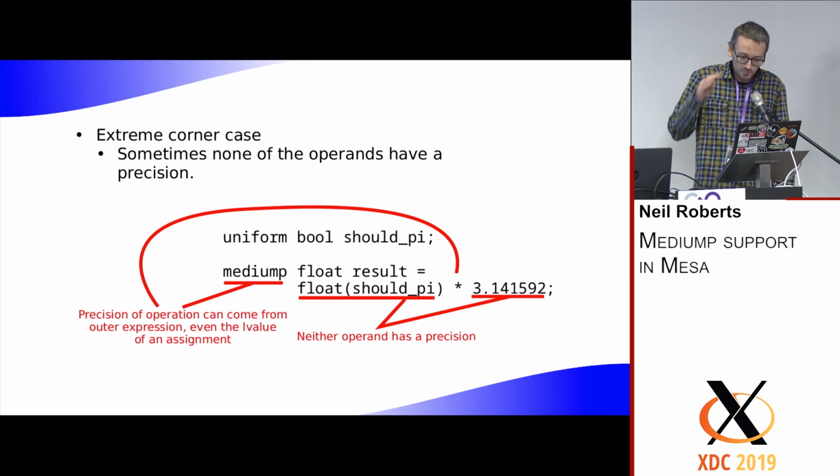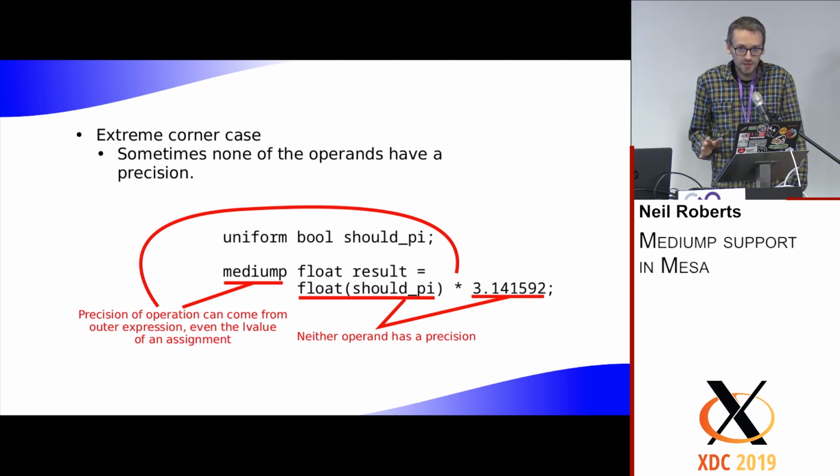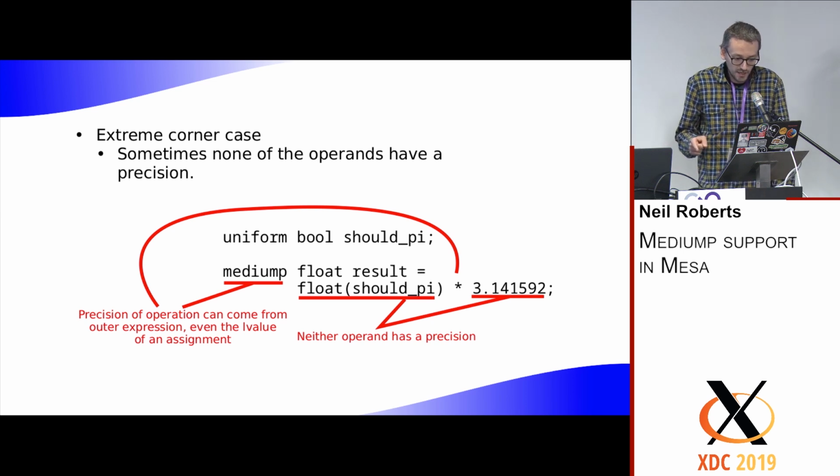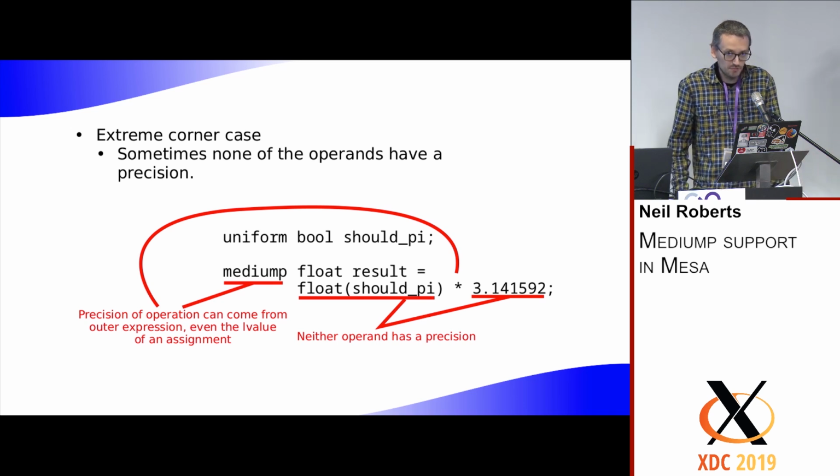As I said before, the precision of the variable that it's stored in doesn't affect the precision of the operation. But in this corner case, where none of the operands have a precision, the compiler is allowed to look at the precision even of the value that it's stored into to say what precision it could use. So in this case, it would still be allowed to use mediump precision for this multiplication, even though none of the operands have a precision.